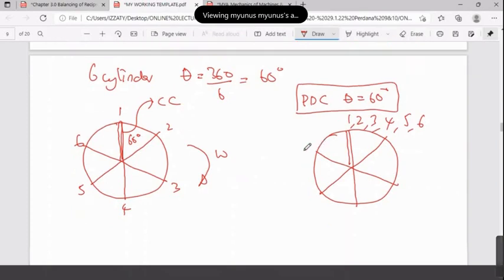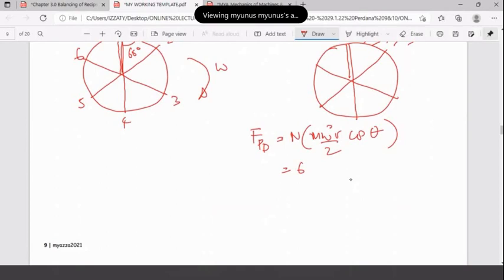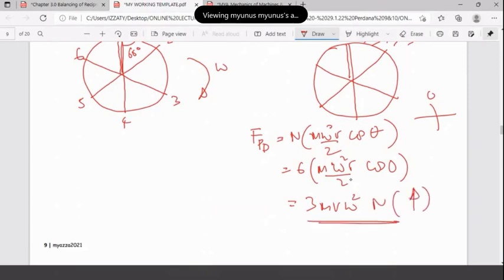Okay, now. So how about the calculation now? The calculation is basically F primary direct is equal to, remember the N, this one is M omega square R cos theta, not to forget divided by 2. Then N will be 6 cylinder. M will be M, omega is a constant parameter, divided by 2. This one is cos 0 because we are putting 0 at top or at the vertical plane. So you will have 3m r omega square Newton pointing upward. The result.